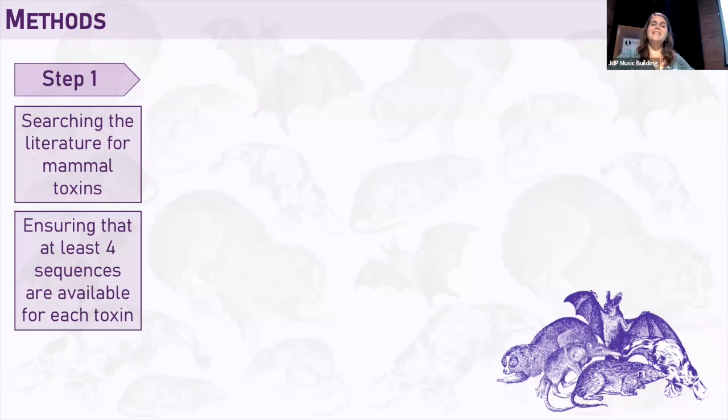The first step was searching through the literature for the mammal toxins. I had a pretty intense bit of criteria, which is that to do the dN/dS successfully, you must have at least 4 sequences for each toxin, which really cut the wheat from the chaff, I'll tell you that much.